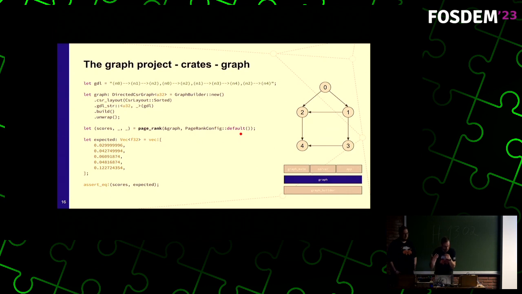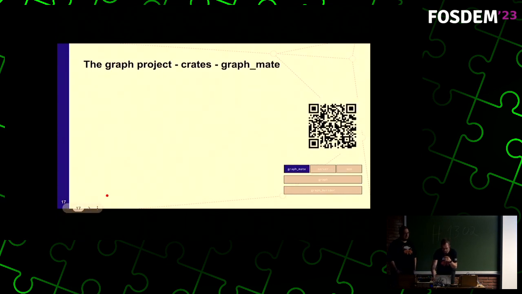You can specify some parameters in the PageRank config, which are not that important right now. And the result are the scores, which are the values assigned to each node after the computation is done. And that's basically it. OK, over to Paul with Graphmate.